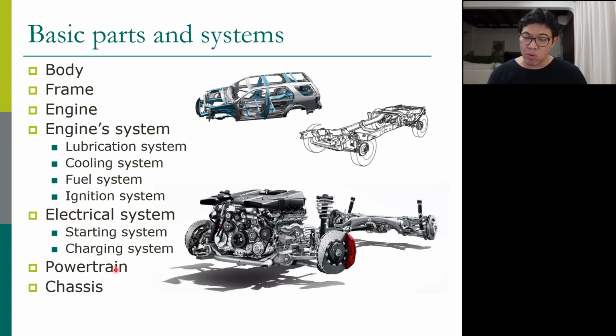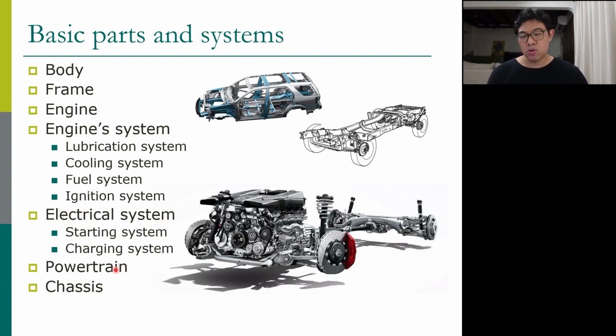We also have the powertrain. The powertrain is the power transmission system from the engine to the drive wheels. Some cars are driven using the rear wheels, and some cars are driven using the front wheels. So there are front wheel drive and rear wheel drive. We have to have the power transmission from the engine to the drive wheels, including the transmission box or gearbox, the propeller shaft, the drive shaft, and some gear sets.